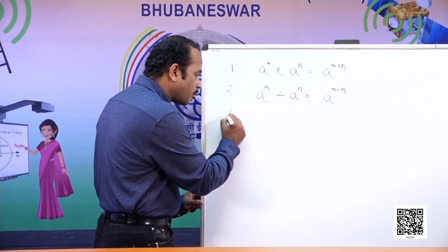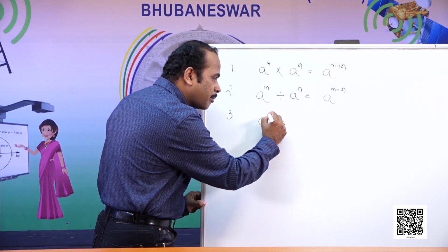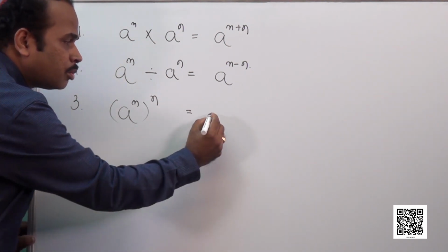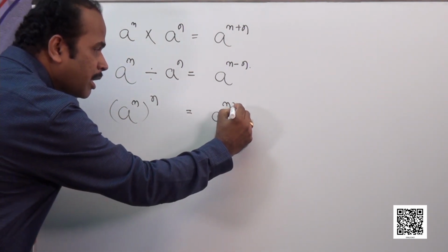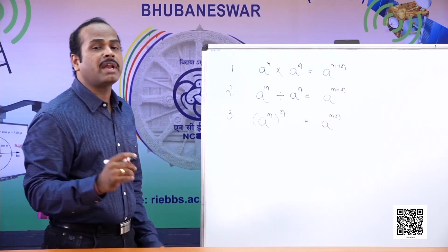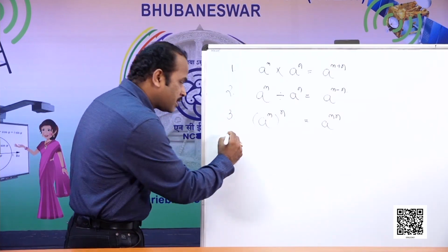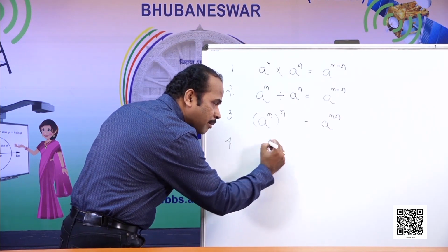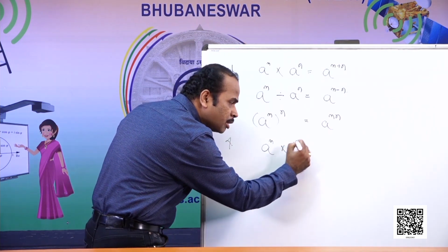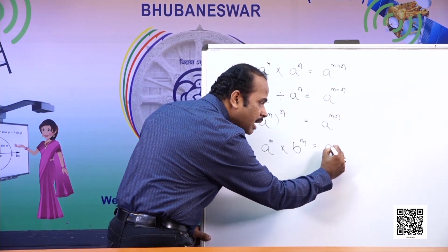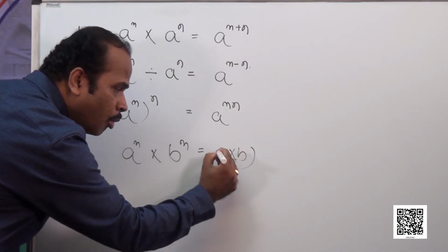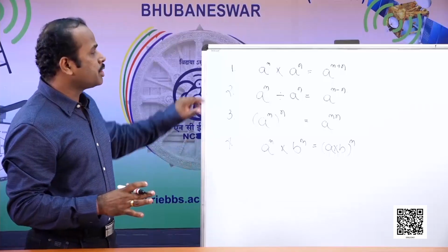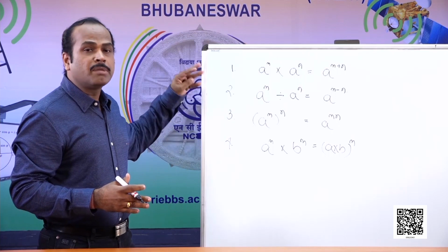Next, we learn a to the power m, whole raised to the power n, is equal to a to the power m into n, or a to the power mn. Similarly, the next law we have discussed is a to the power m into b to the power m is equal to a into b, whole to the power m. These are some laws we have already covered in the previous classes.